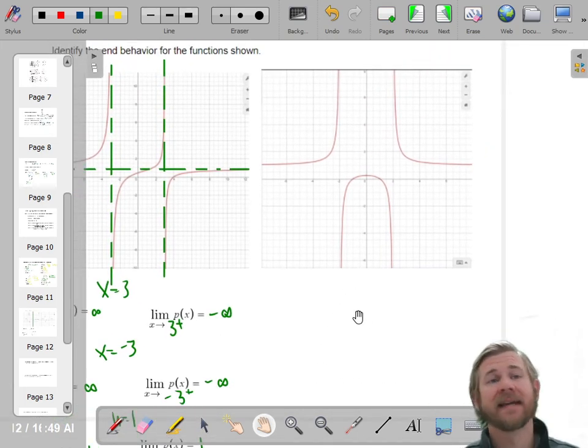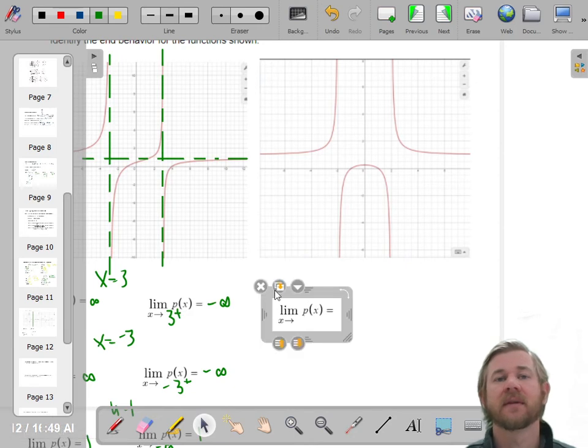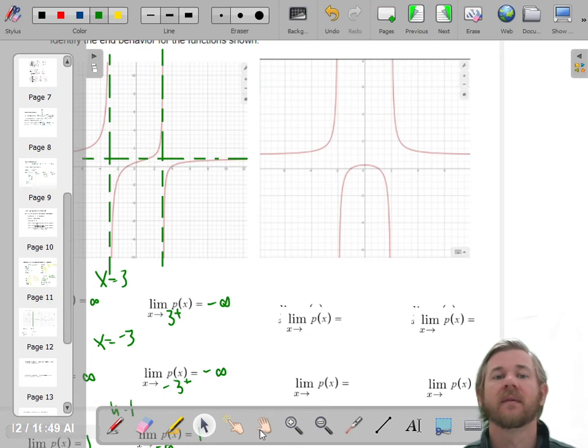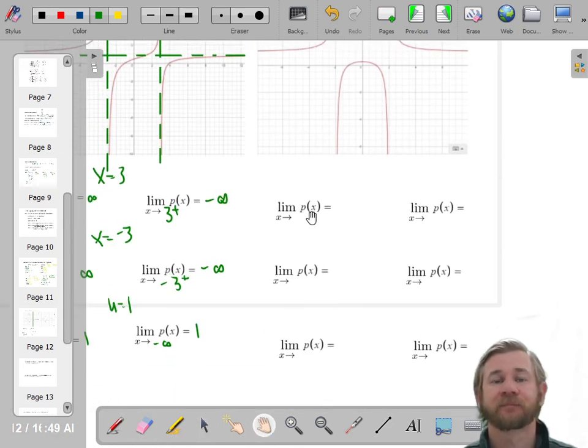Let's do another one. Same deal. I'm going to need 6 of these again. So I'll just kind of steal one. Okay, 1, 2, 3, 4, 2. There we go. All right, so let's see if we can list these out.